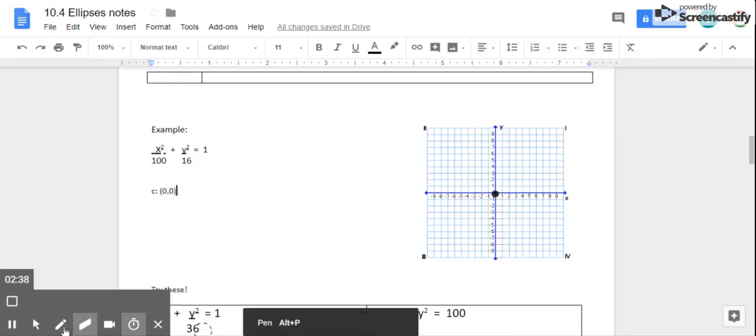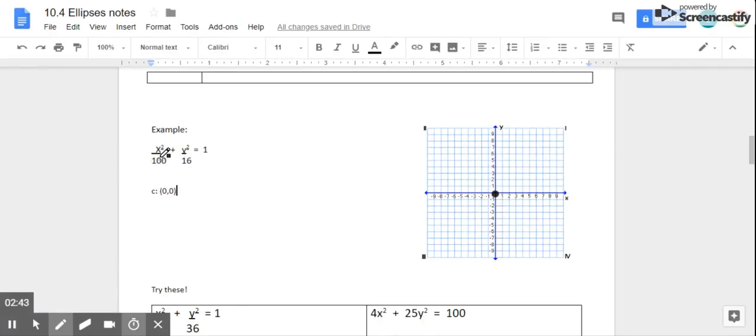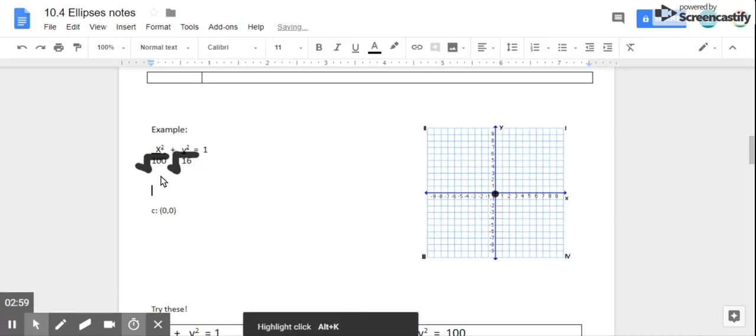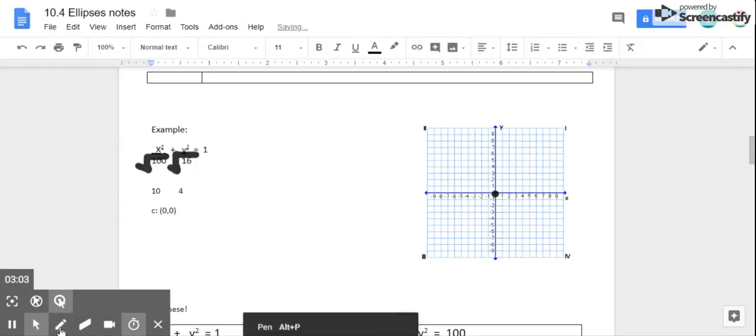Okay. So what do these numbers at the bottom mean? It's really easy. What do you know about the numbers 100 and 16? Those are both perfect squares, right? So if I square root this side and square root this side, what do those numbers turn into? So you guessed it. They turned into 10 and 4, right?